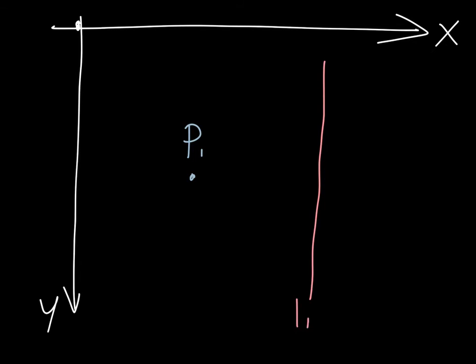Imagine we have, let's draw our coordinate system. This top left-hand corner is the 0, 0, and numbers get bigger as you go to the right, and numbers get bigger as you go down. Let's say that I have a line here, and I have a point here. We'll call that P1, and we'll call this line 1.